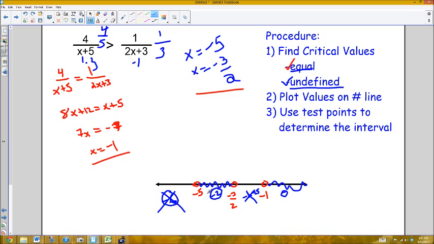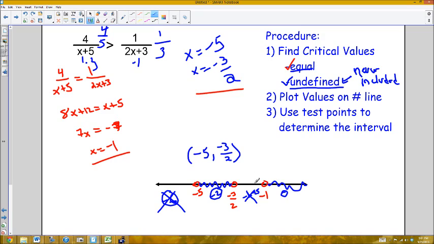The last thing to check is whether or not these values are actually included. One thing to keep in mind is that the undefined values are never included in your interval. It's because it's undefined at that point, which means it could never be part of the solution. That value does not exist. So my undefined values were -5 and -3/2. So -5 and -3/2, those will remain open circles. They're not included in my interval. So my final answer will be from -5 to -3/2.